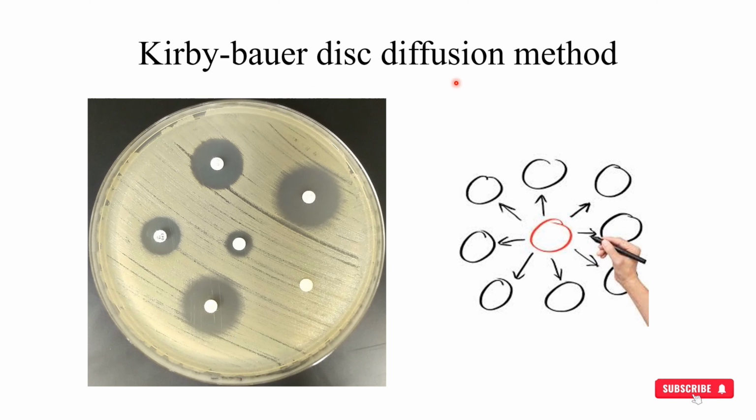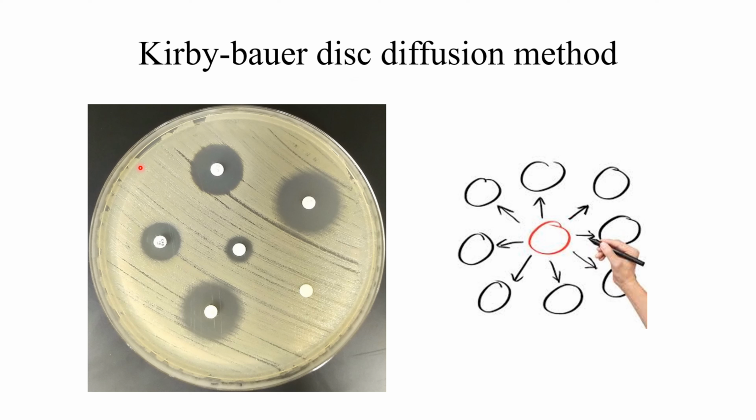Kirby Bauer disk diffusion method. This disk diffusion method is a gold standard method we are using for confirmation or testing the susceptibility of bacteria. And this standard disk diffusion method was introduced by Bauer and Kirby in 1956.